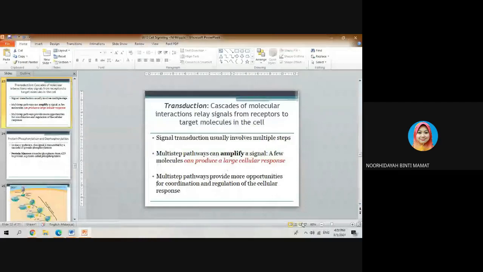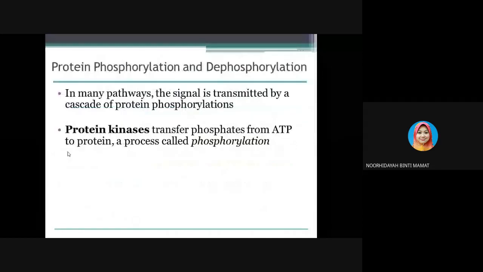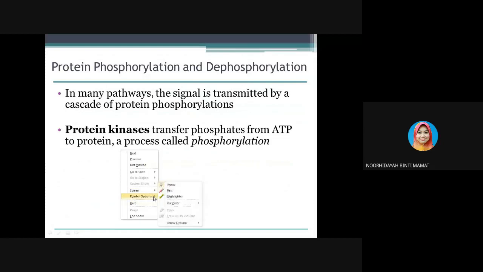All right. So this is the transduction pathway, which has multiple pathways. We have two here. The first one is protein phosphorylation. In many pathways, the signal is transmitted by a cascade of protein phosphorylation, and the protein kinase transfers the phosphate from the ATP to a protein, and we call it phosphorylation. So phosphorylation is the process where the protein kinase transfers the phosphate from ATP to protein.